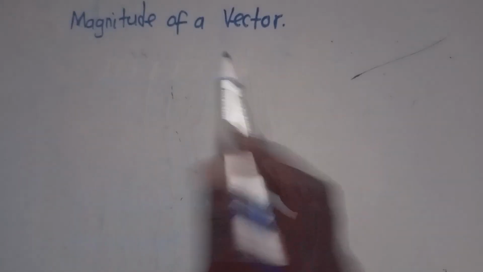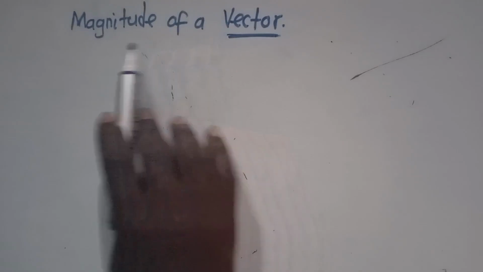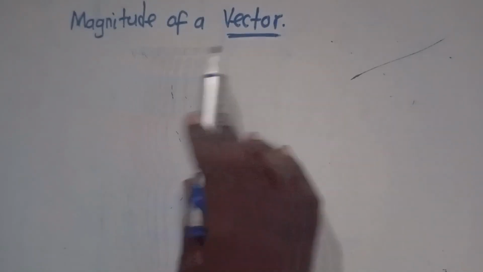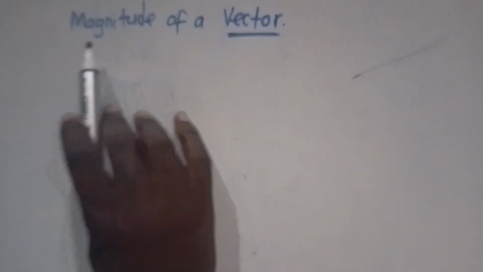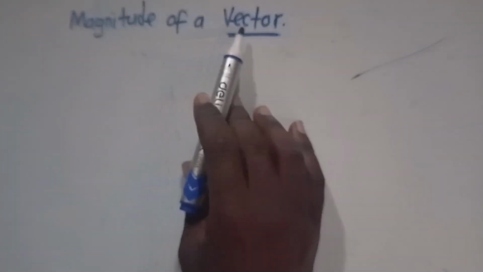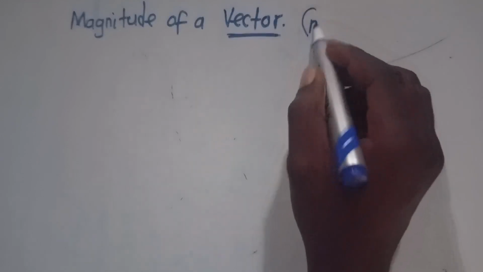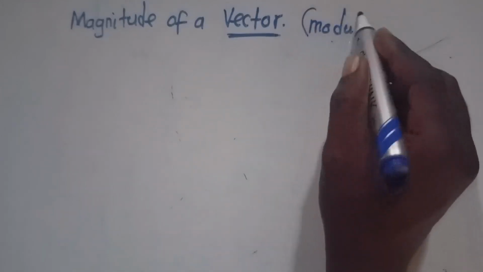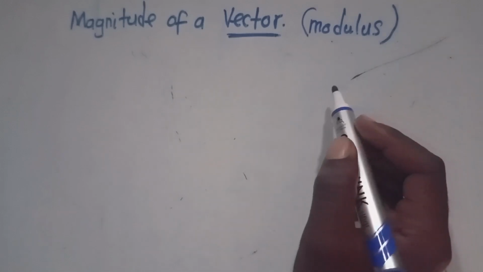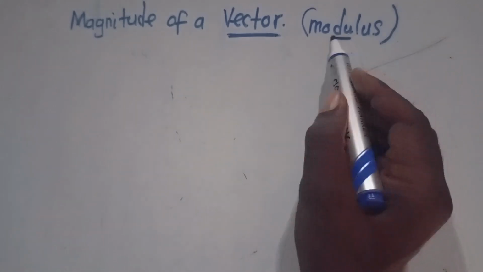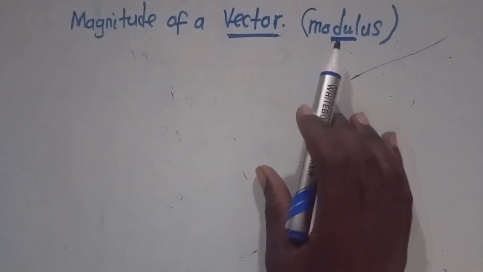In today's lesson, I want us to look at vectors, and the first thing we are going to start with is called the magnitude of a vector. What you need to understand about this term is that the magnitude is just the same as the modulus. Magnitude and modulus are just the same. So if you are told to find the modulus or find the magnitude, it is one and the same thing.